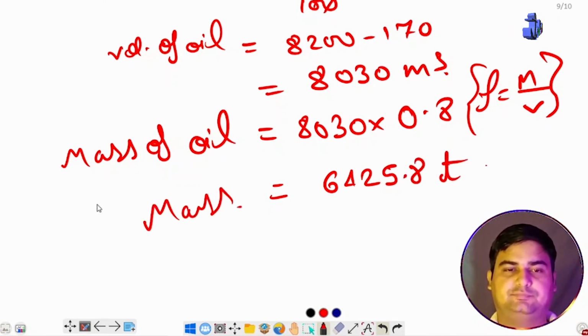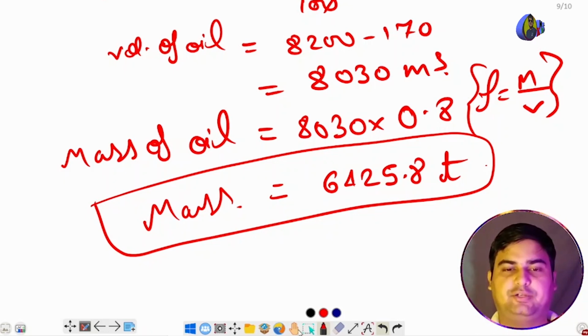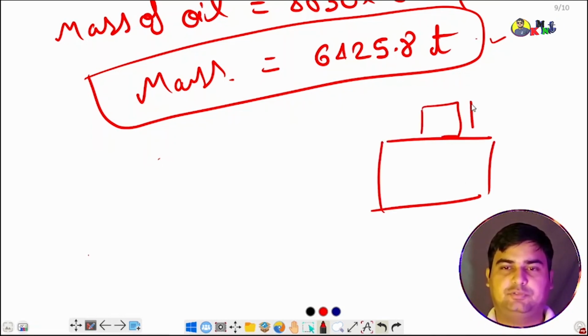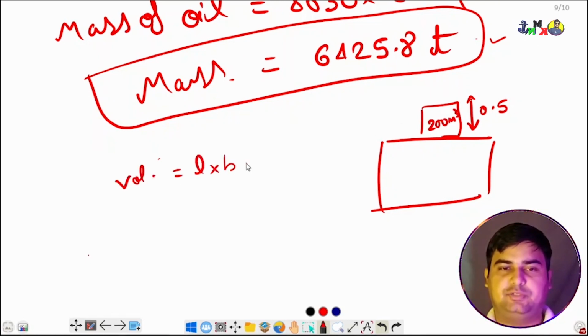This is mass. Now we need to find out the ullage. We calculated the mass of the oil that is filled inside the tank. So now, as we know, we have the tank and we have the trunk on the top. So the height of the trunk is 0.5 and volume of trunk is 200 meter cube. So volume is equals to L into B into H. As we know, we have 8030 meter cubes of volume. So definitely the oil has entered the trunk. So volume is volume of trunk.